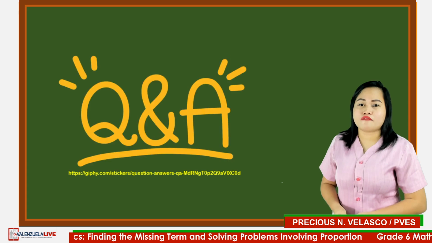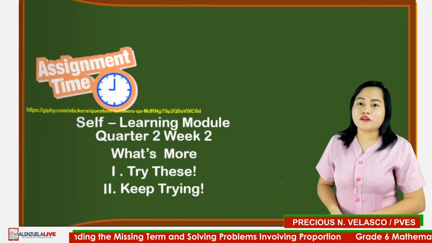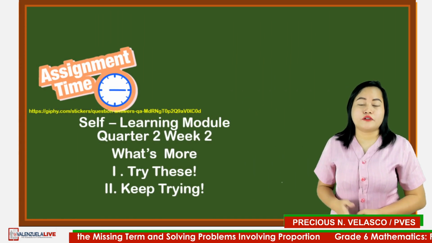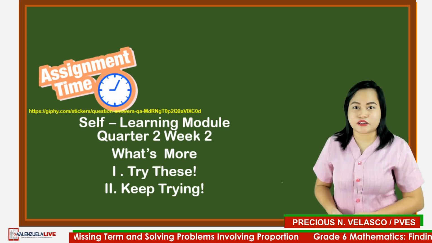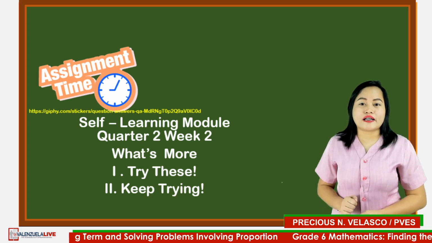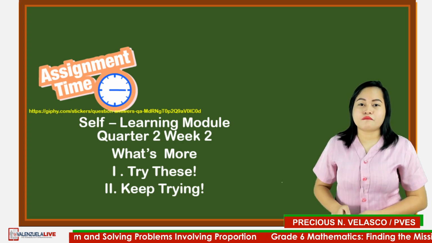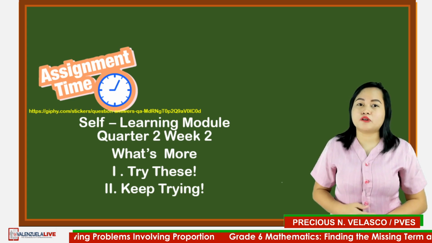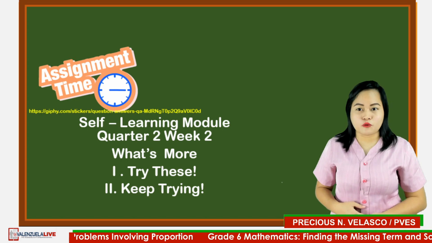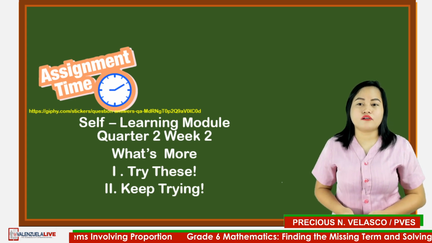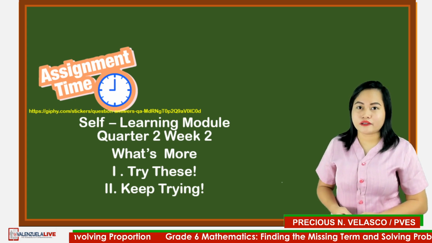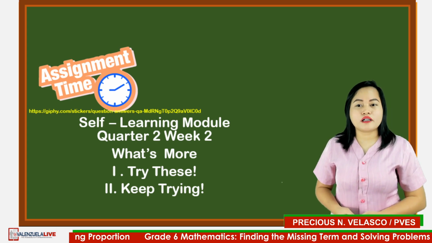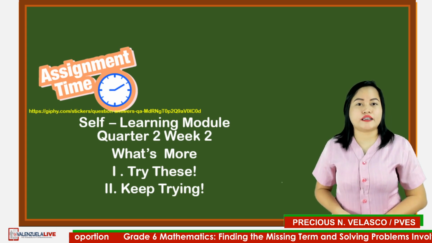I know that you have other concerns, but I know that your classroom teacher will gladly answer those questions. Before I end, I would like to give you this homework. So, answer self-learning module quarter 2, week 2. What's more, Roman numeral number 1, try this, and Roman numeral number 2, keep trying.